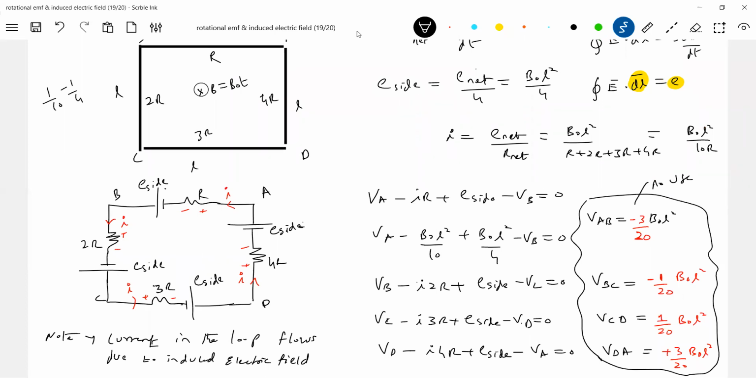We took earlier some problems where B is constant. There also flux varies, but there the current will flow due to potential difference. But here the current will flow not due to potential difference. Getting the difference? That's why the chapter name itself is electromagnetic induction, EMI. This is the main cause for that induced EMF.